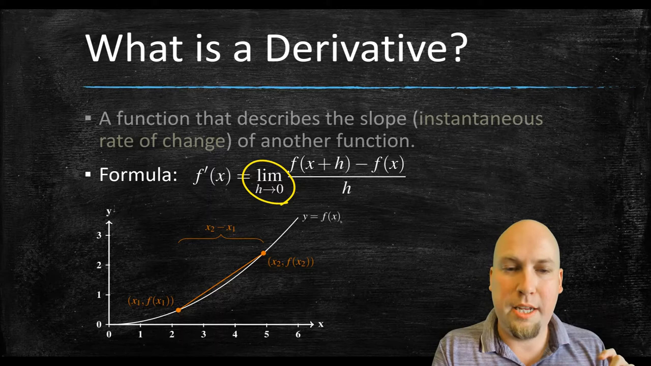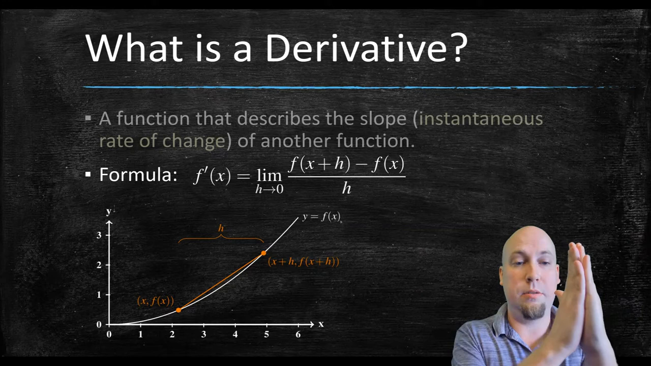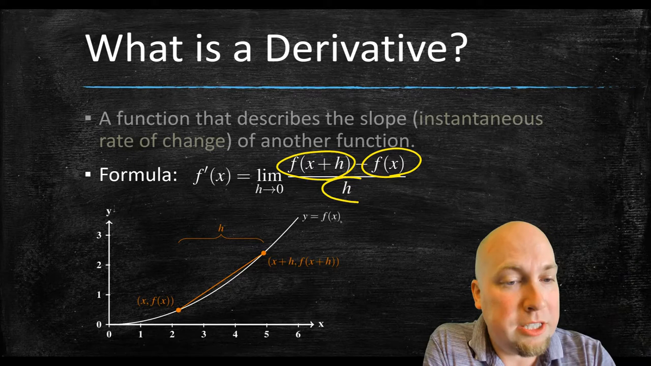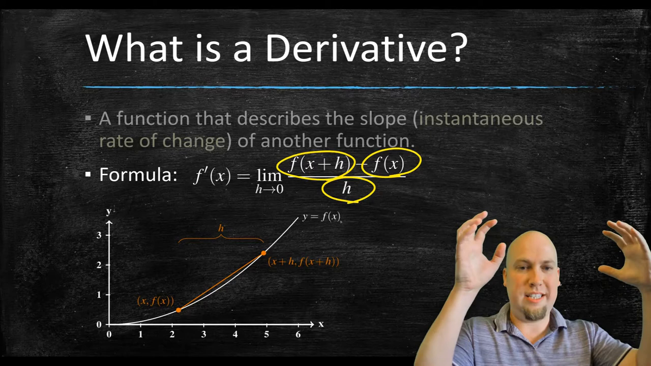Now I'm going to update the picture at the bottom there. The width of the interval, now we're calling that h. I'm just letting the width of the interval go towards zero. And then what's happening is, again, I'm just taking the y coordinate of the right endpoint minus the y coordinate of the left endpoint. That's my change in y. And then divided by my change in x, divided by the width of the interval, okay? And that's all that I've got, okay? So again, it's just the limit as the width goes to zero of the average rate of change, okay?